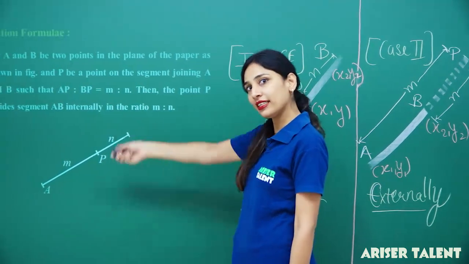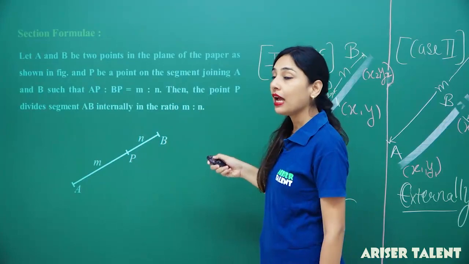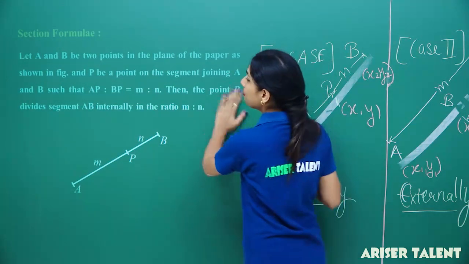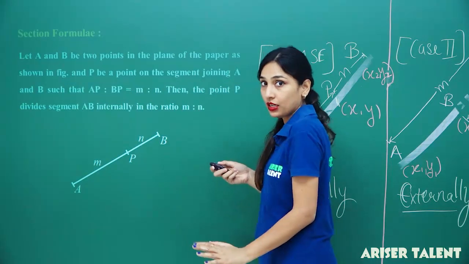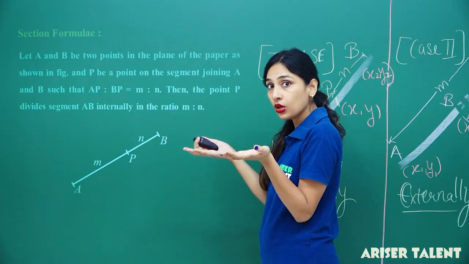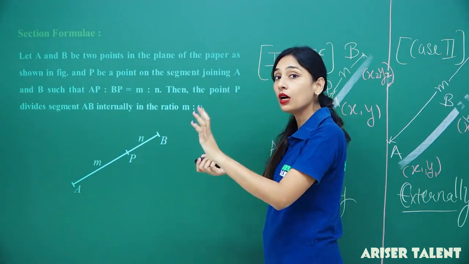Okay. So, let's read. Now, you understood all the things. Now, let's read. Let A and B be 2 points in the plane. If you talk about your copy that you are holding in your hands right now, the page of the copy is now a plane.